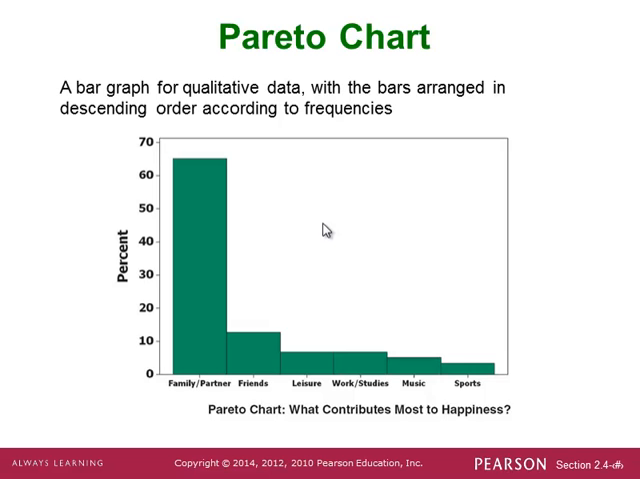This is a chart typically for qualitative data called the Pareto chart, with the bars arranged in descending order according to frequencies. What contributes most to happiness? Well, here are different categories here, and you can immediately spot that family/partners is the most important factor in contributing to happiness, and then it's downhill from there. And that's the way it is with all Pareto charts. It goes from largest to smallest. Vertical axis is almost always going to be a percent.